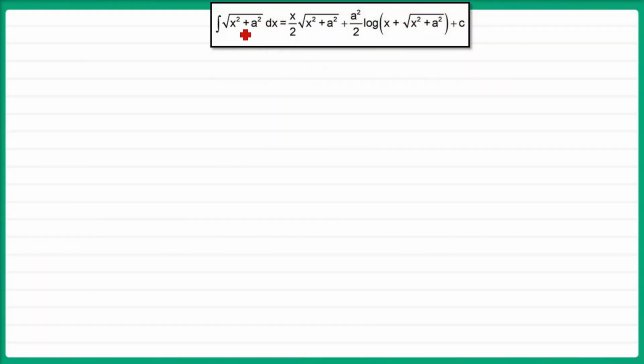Now, the integral of √(x² + a²) dx is equal to (x/2)√(x² + a²) + (a²/2) log|x + √(x² + a²)| + C, where C is the constant of integration. Now, where has this formula or result come from? We need to prove it. We need to show the examiner that this is how it comes. So let's solve it first and give you the proof.